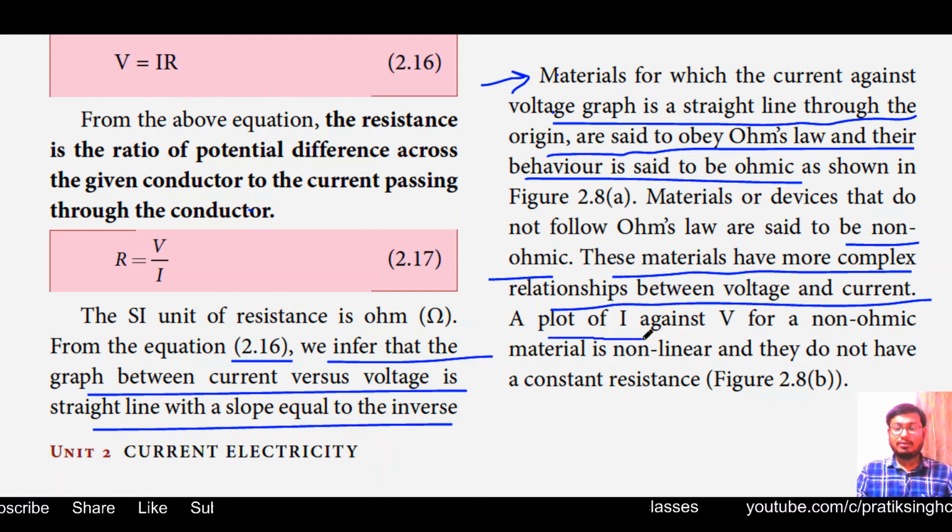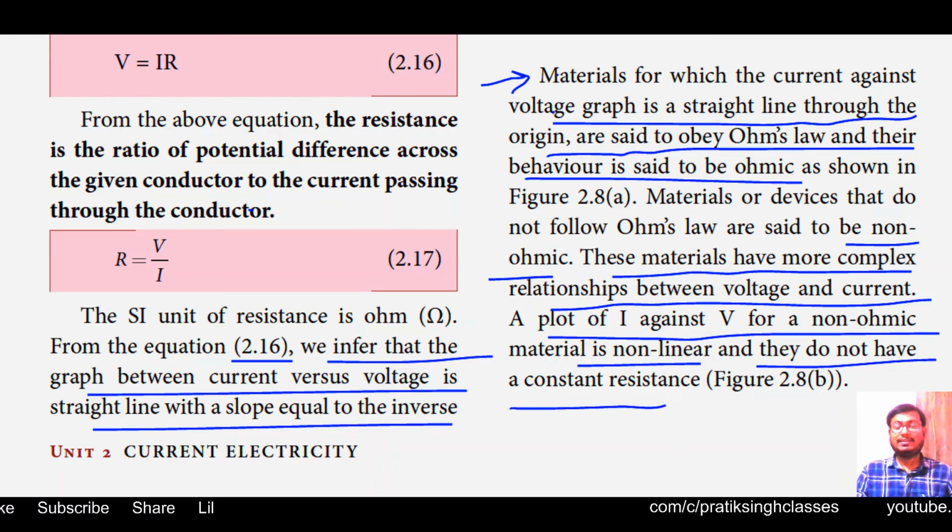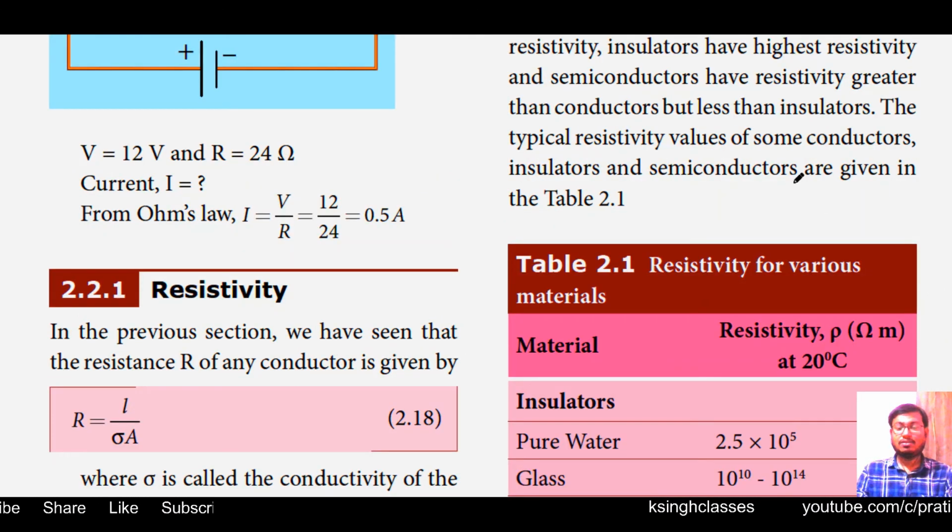A plot of current against voltage for non-ohmic material is non-linear, that is parabolic, and they do not follow a constant resistance. It means as the voltage increases, current will increase but not in a constant manner, in a parabolic manner. So this is all about Ohm's law in macroscopic form.